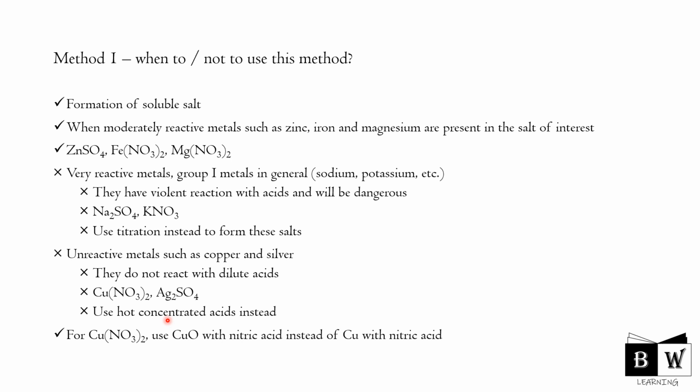One point to note here is that in the case of copper, for instance, if we want to form copper 2 nitrate, we could, instead of using copper metal, use copper 2 oxide with nitric acid. And this would give us copper 2 nitrate.